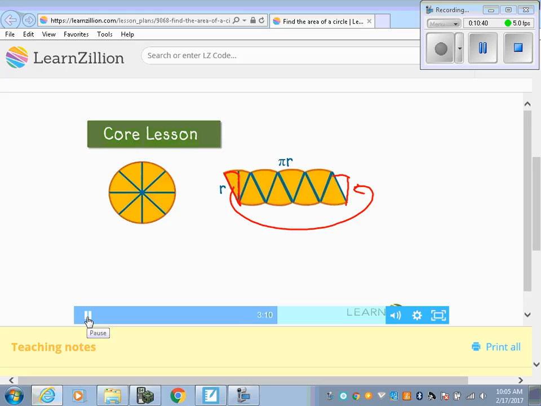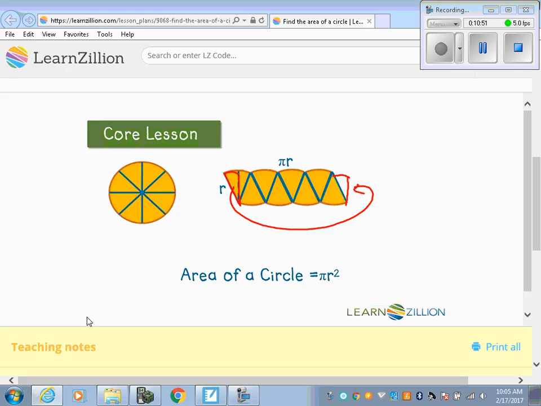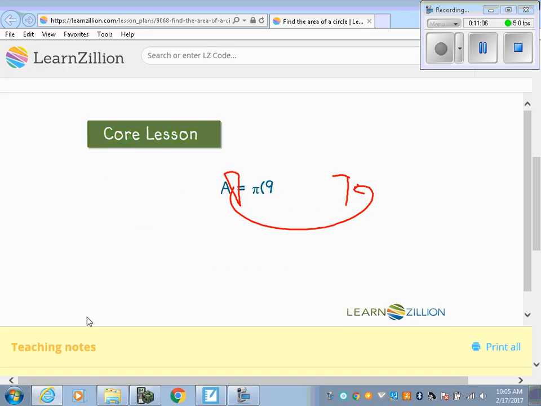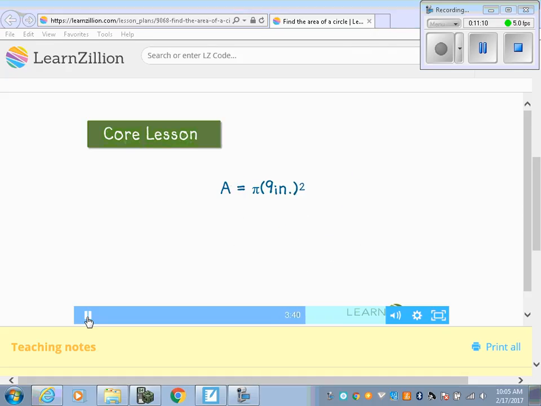That can help me find area. Well, in a rectangle, area is equal to length times width. And so I can say area of a circle is equal to pi times radius squared, because I multiplied the length of the rectangle made from the circle times the width of the rectangle made from the circle. And r times r is r squared. So now let's take a look at finding area of a circle. Well, we have our formula that we're going to use. Area is equal to pi times r squared.